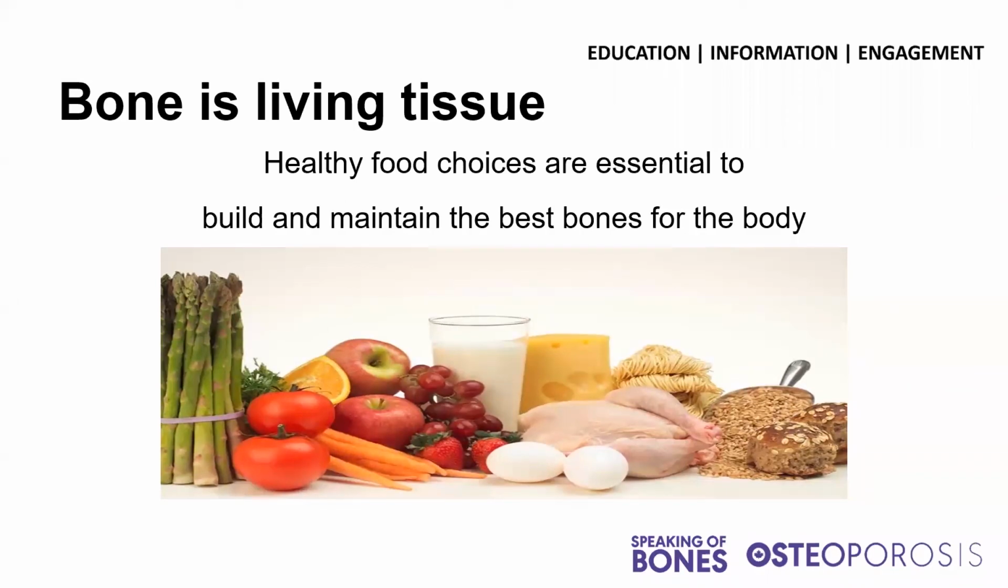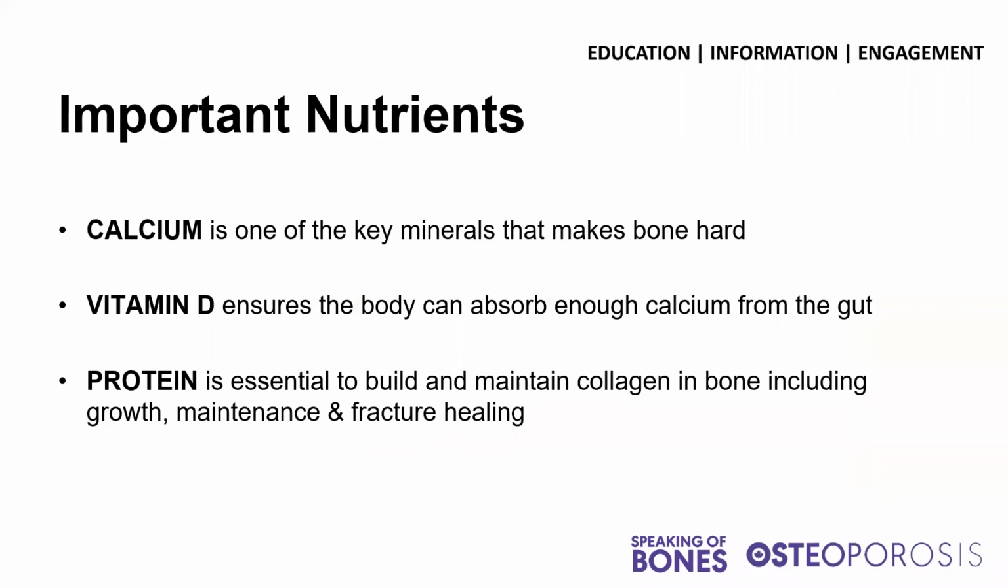So as I mentioned before, our bone is a living tissue, and healthy food choices are essential to build and maintain the best bones for our bodies. There are 3 key nutrients important for bone health throughout the life cycle. Calcium is one of the key minerals that make bone hard. Vitamin D ensures the body can absorb enough calcium from the gut, and protein is essential to build and maintain collagen in bone. So this is important for your bone to be able to grow, for maintenance, and for fracture healing.